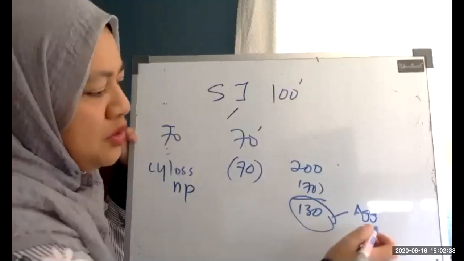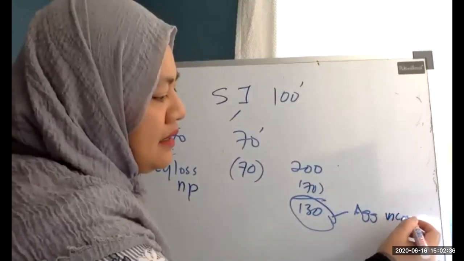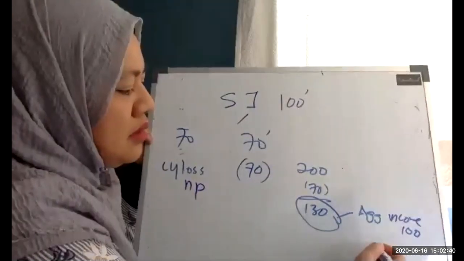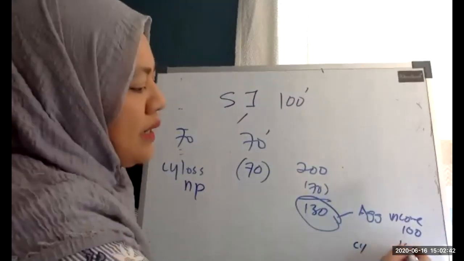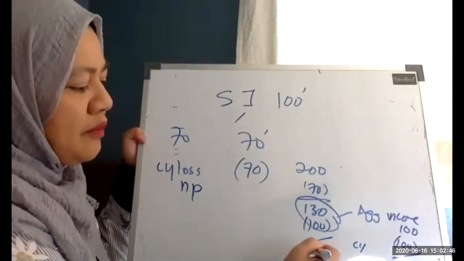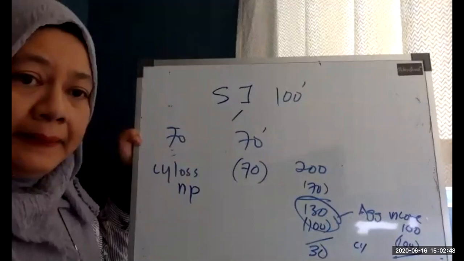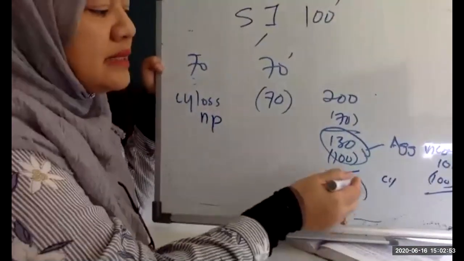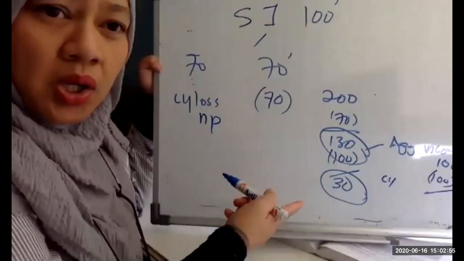And this 130 you set off against your aggregate income. So aggregate income is 100. So you only use your current year loss of 100. So now you still have a balance of 30, isn't it? Is this clear? Clear, madam. Okay, so my question is, where does it go after this?